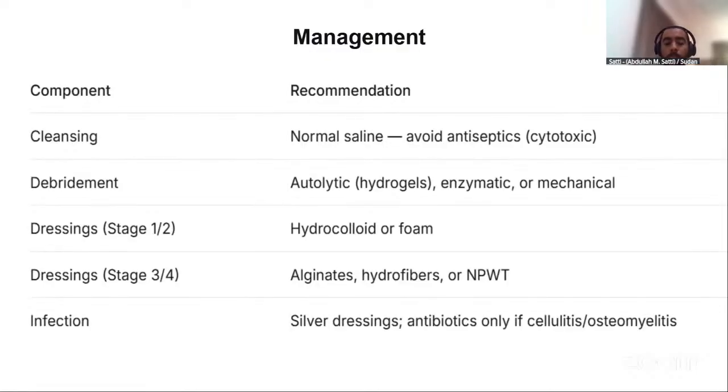Most importantly, you need to prevent the infections. There are some dressings containing antibiotics as well. If you suspect that this patient is having an infected ulcer, you should treat the patient with proper antibiotics and also apply the appropriate dressing.